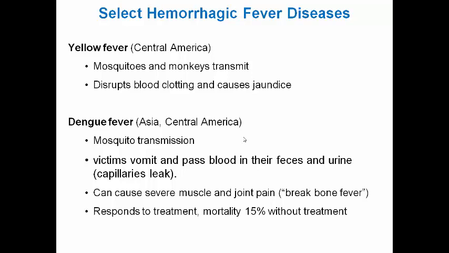We'll start with yellow fever in Central America. Mosquitoes and monkeys transmit this. So specifically, the monkeys are biting the mosquitoes and biting the people. It disrupts blood clotting and causes jaundice, which is why it's known as yellow fever.